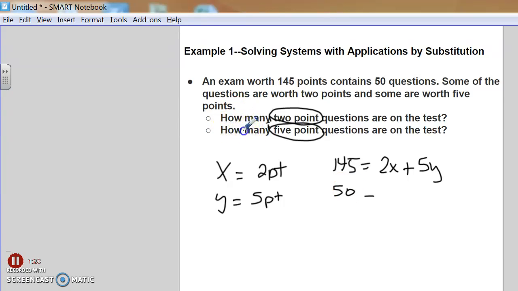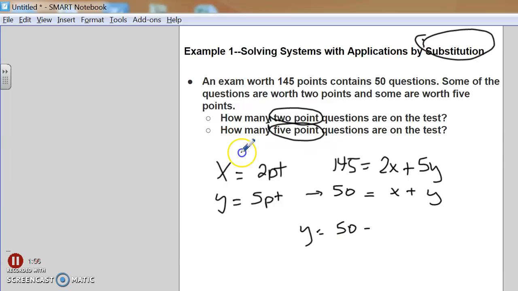We also know that we have 50 questions total, which means so many 2-pointers plus so many 5-pointers. So here's our system of equations, two or more equations, and this satisfies the definition of a system. With substitution, our goal is to find one of the equations that has a coefficient of 1, and this equation fits that. It doesn't matter if you solve for X or Y. In this case, I'm just going to solve for Y, and I'm going to subtract the X. So I get Y is equal to 50 minus X.